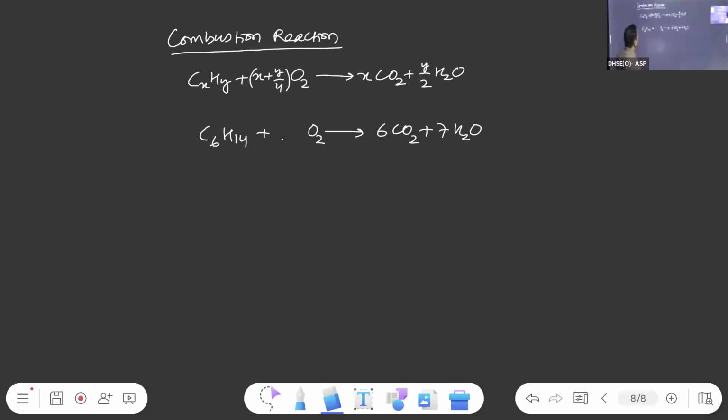How much oxygen do we write? This is 12 plus 7, that is 19. So 19/2 O2. Here we are not writing it in molecules, rather we are writing in moles. Clear? Noted? Note it down.